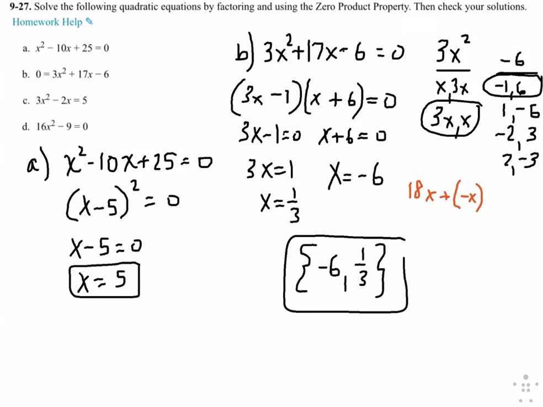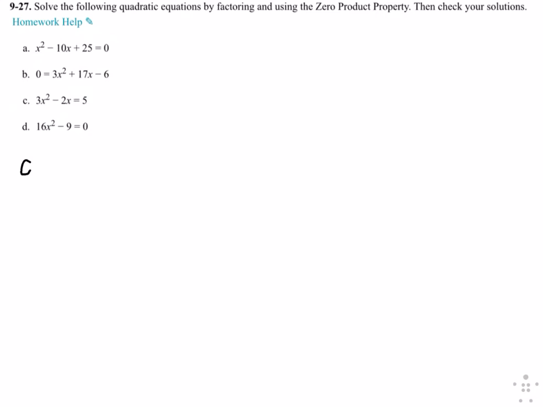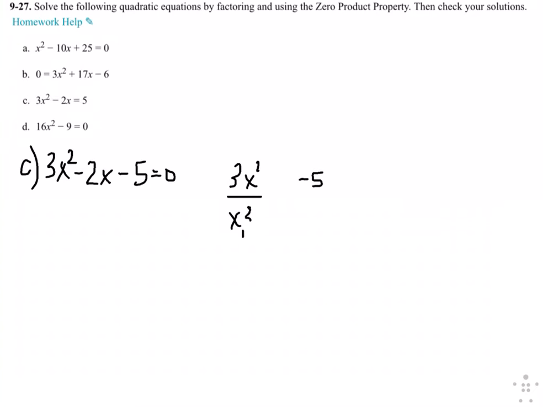Okay, let's make some space. For C, we have 3x squared minus 2x, and I'm going to rearrange, minus 5 equals 0. So again, we have 3x squared, we have negative 5, so that's x and 3x. And negative 5 is negative 1 and 5, or 1 and negative 5. Then we have to reverse one of the columns. So we're looking for negative 2.